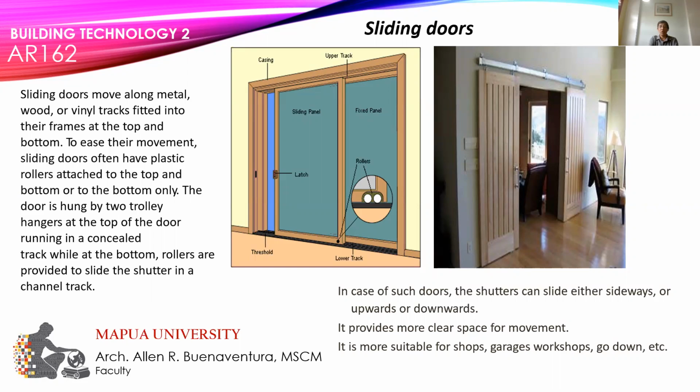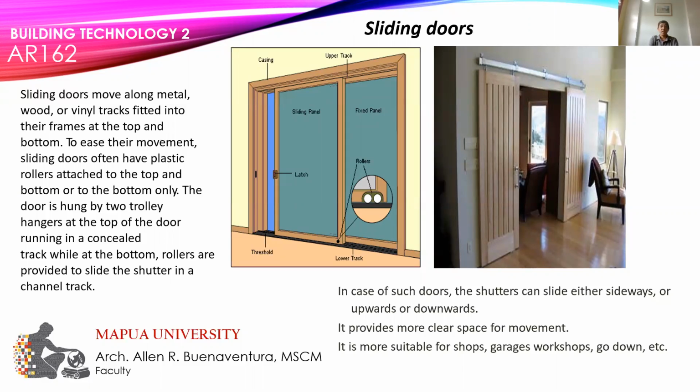So on the drawing, you can see the sliding door has one sliding panel and one fixed panel. Sometimes the fixed panel is also sliding in some cases. There is a lower track, an upper track that holds the door, and a threshold. The threshold terminates the finish of one room to the other finish. Then they put a casing. So sometimes the detail is different.